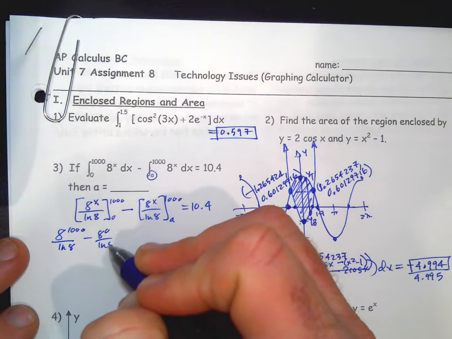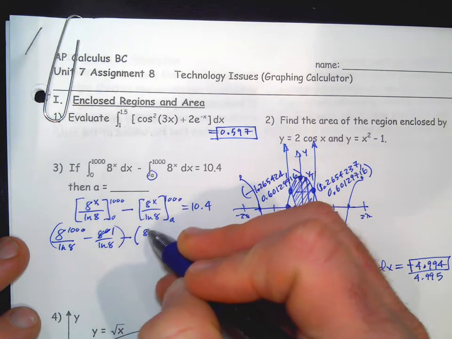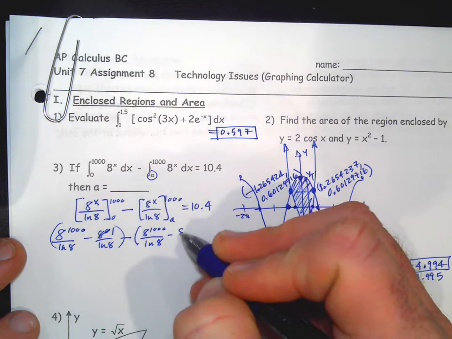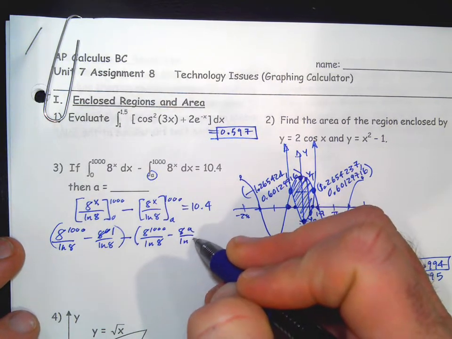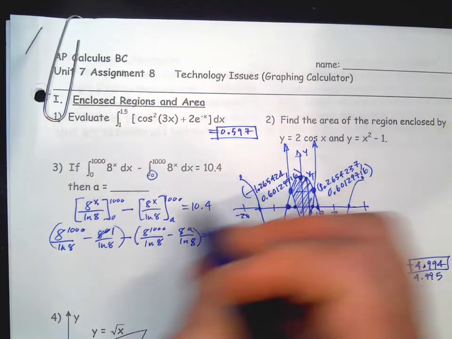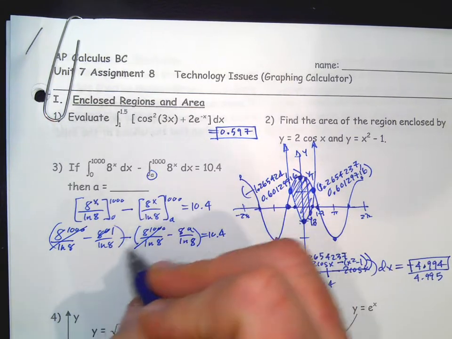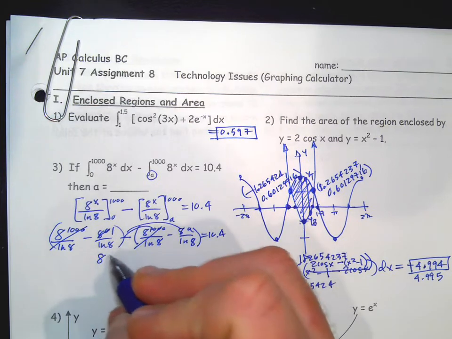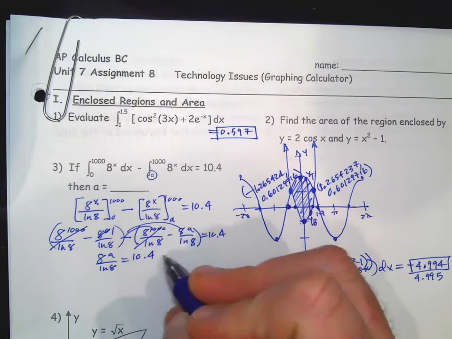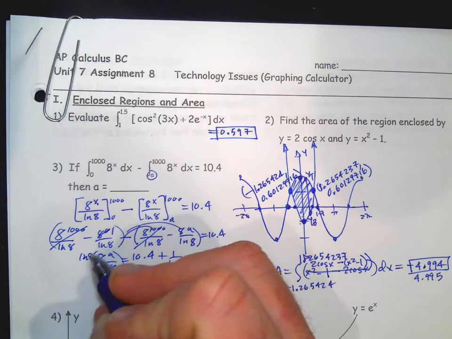Natural log of 8, which is not 0, it's 1. Minus 8 to the power of 1,000. Natural log of 8 minus 8 to the power of a. Natural log of 8 equals 10.4. So these cancel each other out. And we got to distribute this. So we have 8 to the a, natural log of 8. And I would move this to the other side plus natural log, 1 over natural log of 8. Multiply by natural log of 8.